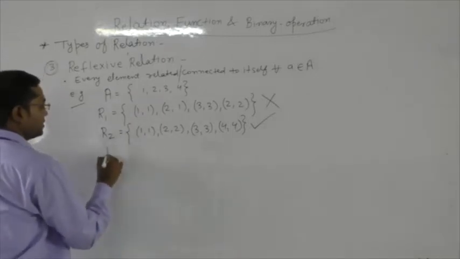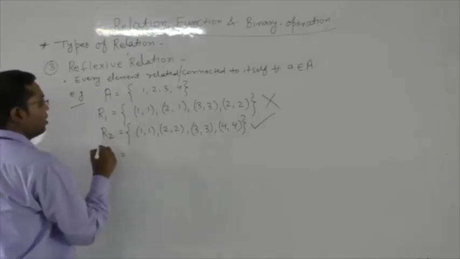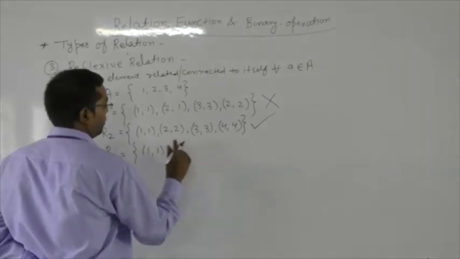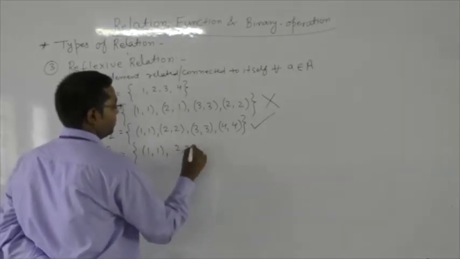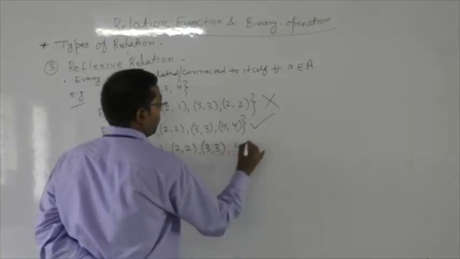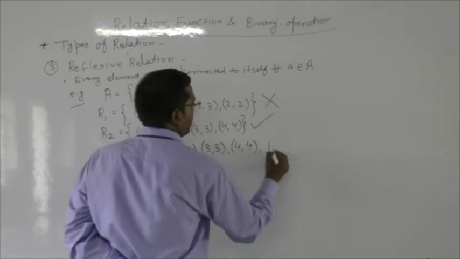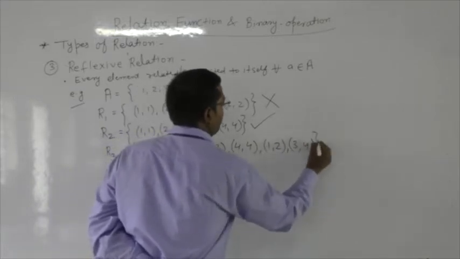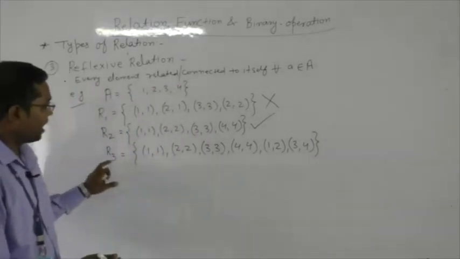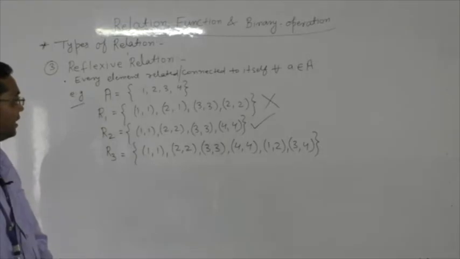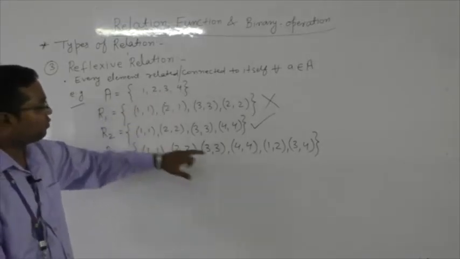Let's see another example. On this set only, I am defining the relation R3: 1, 1, 2, 2, 3, 3, 4, 4, 1, 2, 3, 4. Is R3 a reflexive relation on this set A? Let's check. 1, 1, 2, 2, 3, 3, 4, 4 is there.